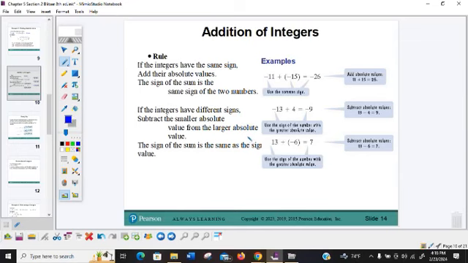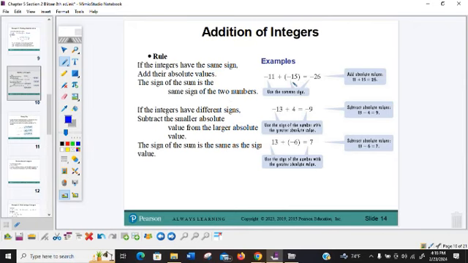Let's look at adding and subtracting integers. Okay, there's a couple of rules you need to remember. When signs are the same, you add them and you keep the sign. When signs are different, you subtract the numbers and keep the sign of the bigger. So let's look at it.